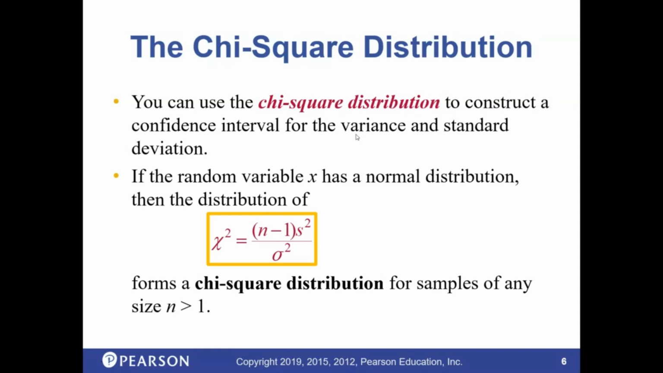If the random variable x has a normal distribution, then this is our formula that we'll use for chi-squared. And this fancy looking x squared, that's our symbol for chi. Okay. So chi-squared is equal to n minus 1 times s squared divided by your population variance. This forms a chi-squared distribution for samples of any size n greater than 1. Okay, so you're definitely going to want to write this formula down and have that for your formula sheet on Tuesday, because we will be using it a lot through this section.